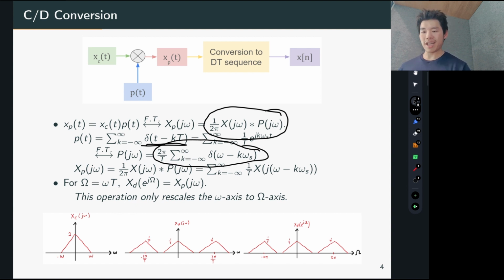And then P(jω) is determined by this. We derived it in class. So you convolve that with X(jω), and then you have the 1/2π in the front. You get this. And so there's that.